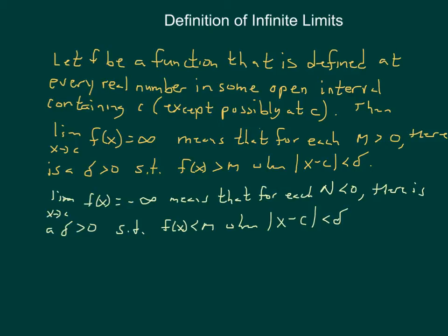Let's look at the limit as x approaches c for negative infinity. The limit as x approaches c of f of x equals negative infinity means that for each number N less than 0, there is a delta greater than 0 such that if f of x is less than, it should be N. Let me get that written as an N.